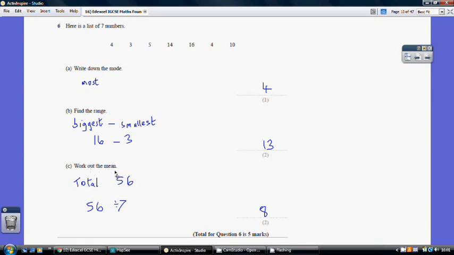And part C, work out the mean. Well, to work out the mean, you add all the numbers up. So you add up all of these numbers here and you get 56. And you divide that by the number of numbers. Well, there are 7 numbers there. So you do 56 divided by 7, giving you a mean of 8.